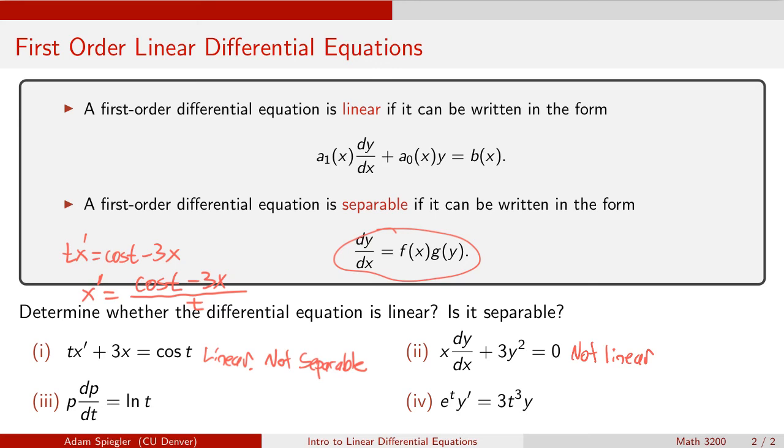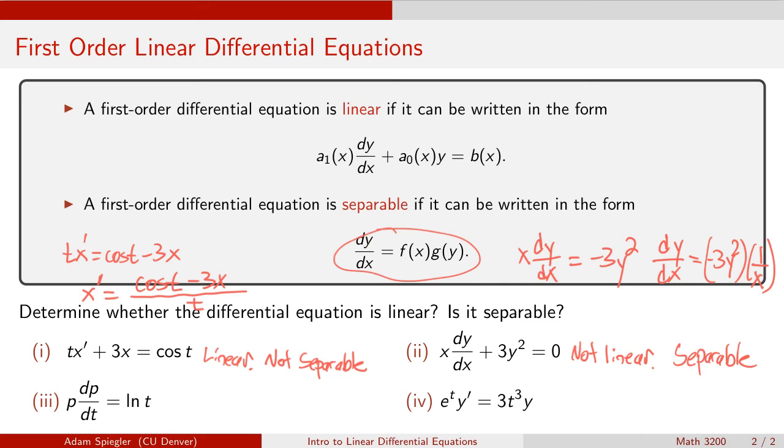But it might be separable. So in order to see whether it's separable, we can subtract 3y squared from both sides. And then we can see, yeah, actually I could separate this because the other side of the equation can be written as minus 3y squared times 1 over x, if I divided both sides by x. So this one is separable. So the first one was linear but not separable. This one is not linear, but it is separable.